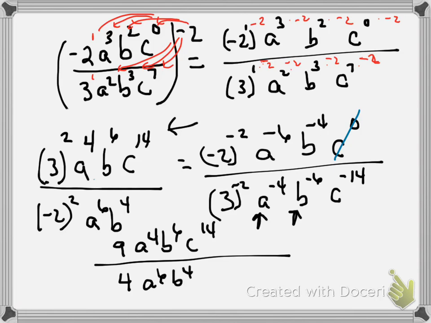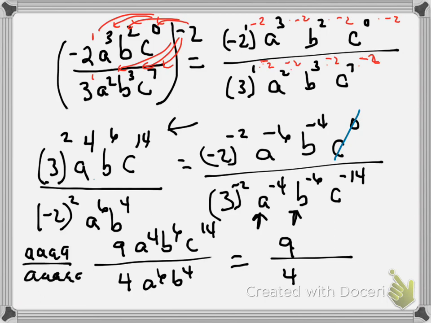Now I'm going to match them just like I talked about with the bunk beds. So 9/4 is not going to change. I have 4 a's on the top bunk and 6 a's on the bottom. If we match them, how many do we have left and where? We have 2 a's on the bottom.